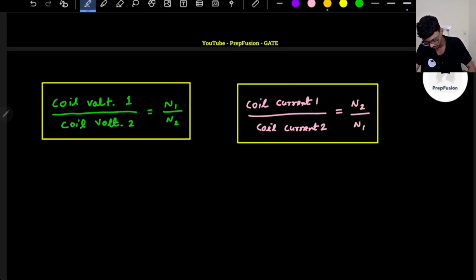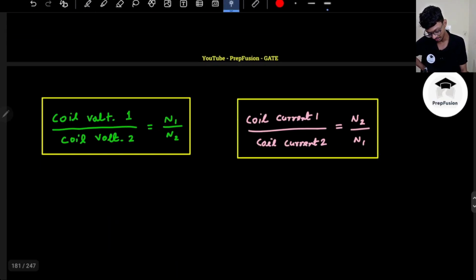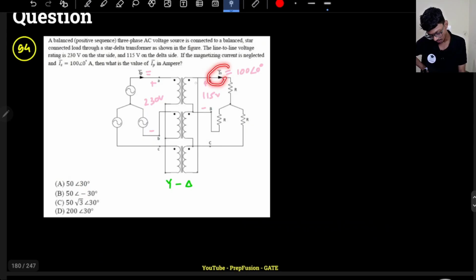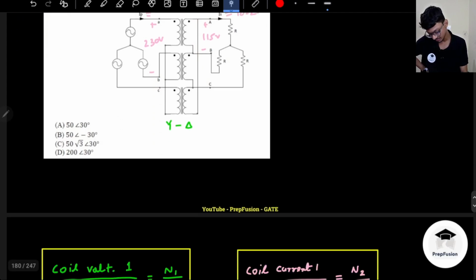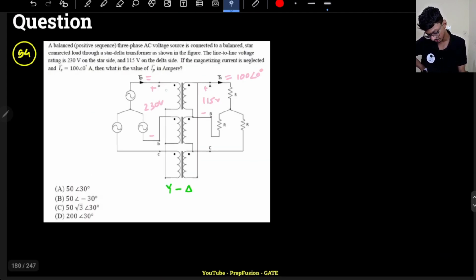So what we can do is I will find out this ratio because voltages are given to me, and I will put it here. That will work. Here the coil current and the line current are not the same because it is delta connected. Keep this in mind, we will fix this. First let's calculate this N1 upon N2. I know the coil voltage on the high voltage side is 230 divided by root 3. It is not 230 because it is a line voltage here. Coil voltage will be divided by root 3 because it is star connected.